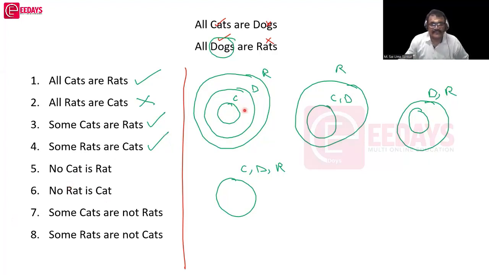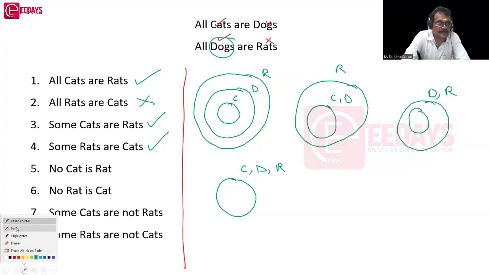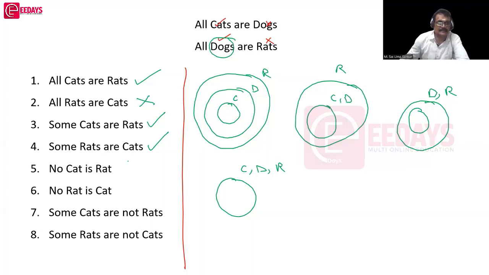No cat is rat. If you observe, all cats are rats. If you take any Venn diagram, all cats are cats, all cats are rats. But what is the conclusion here? No cat is rat. So what happened? This is not a valid conclusion. In the same way, no rat is a cat.